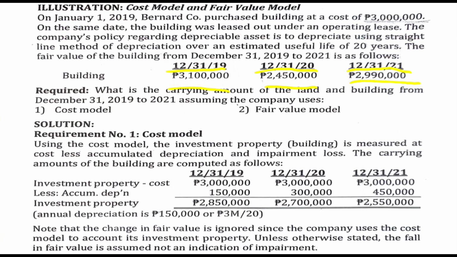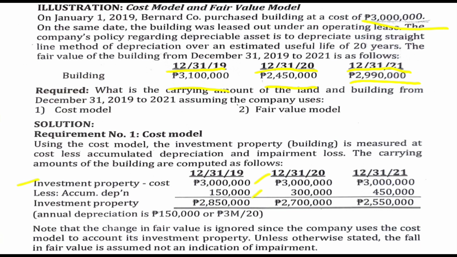So let's start with the cost model. So again, using the cost model, the investment property or the building is measured at cost less accumulated depreciation and impairment loss, if any. The carrying amount of the building are computed as follows. Investment property initial cost is 3 million. So, gikan ni diri, cost 3 million. Less accumulated depreciation nga 150,000.